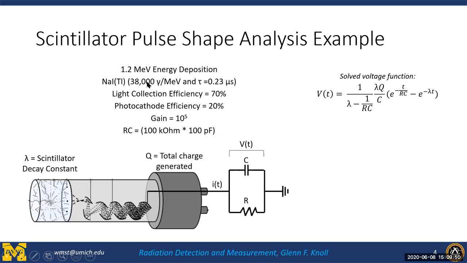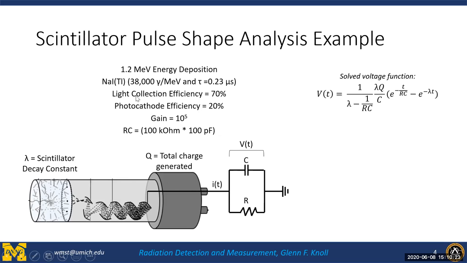Thus, we can take our 40,000, multiply by 0.7 by 0.2 by 10^5, and then we multiply by the fundamental charge, 1.6 times 10^-19 coulombs per electron, and we get a total charge generated for this given interaction. And then we can see this is just an example of something you might see where our RC circuit represented by the PMT is a 100 kiloohm resistance and then 100 picofarad capacitance for it.